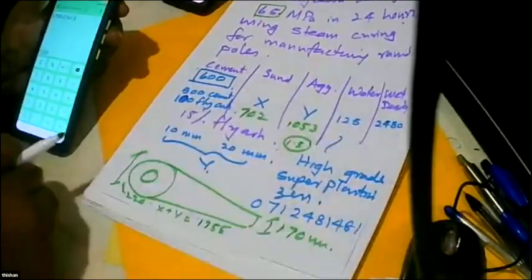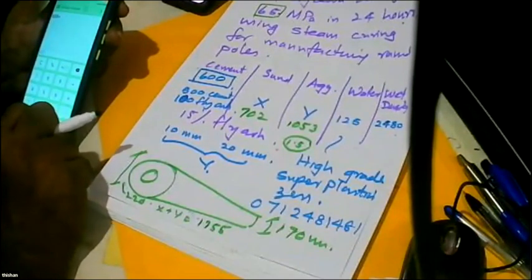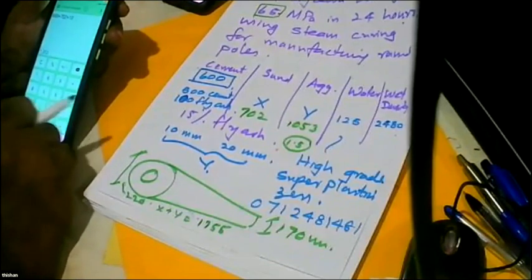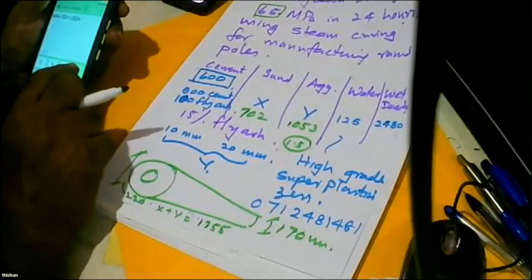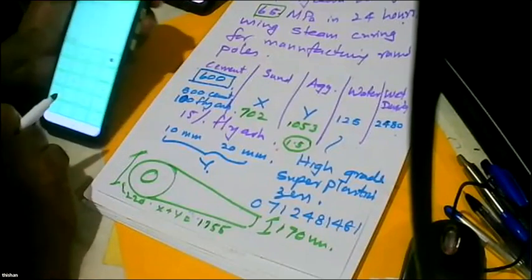And you can add up all these numbers and see that it is 600 plus 702 plus 1053 plus 2480. Sorry, not 2480. It is 2455. So have I got something wrong?